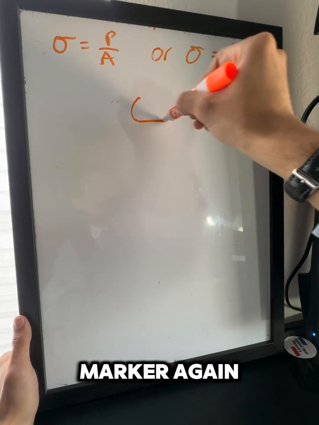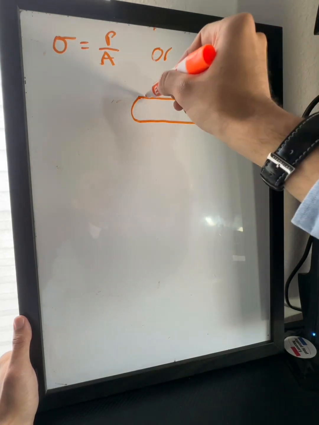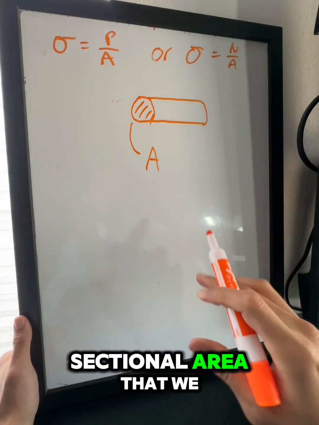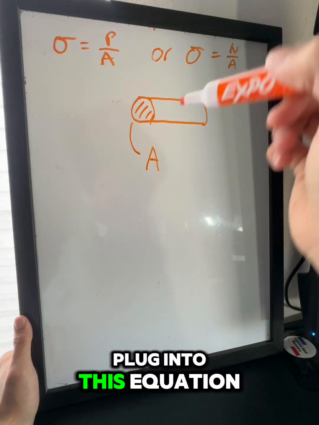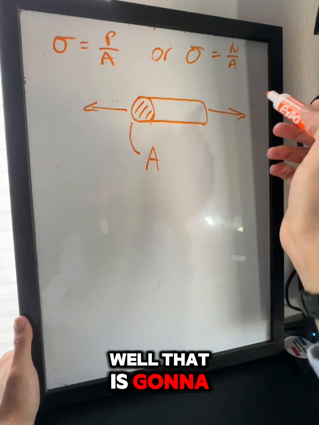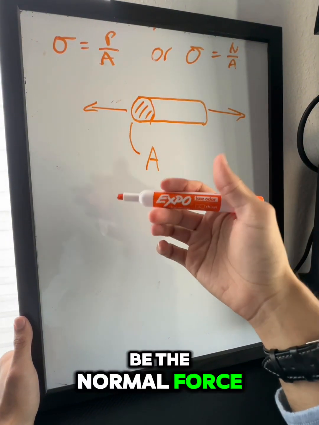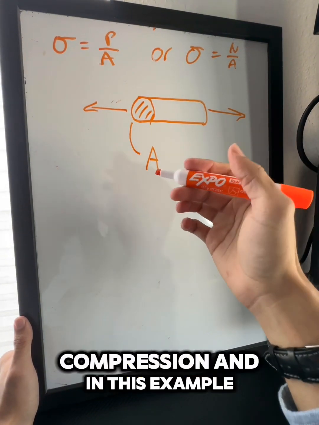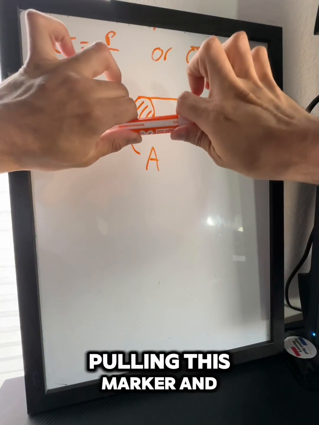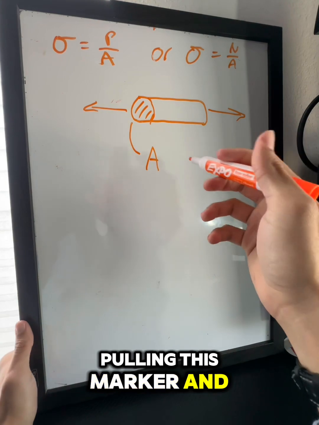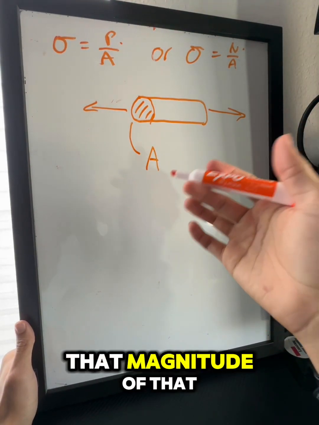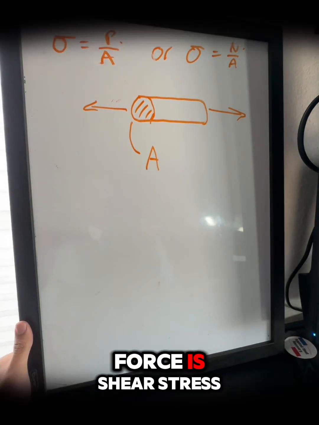So thinking about our marker again, this thin little layer, well, that is simply the cross-sectional area that we plug into this equation. Now, the force, well, that is going to be the normal force that's either in tension or compression. And this example is in tension. So this is me pulling this marker. And what we plug in up here, it's going to be whatever the magnitude of that force is.